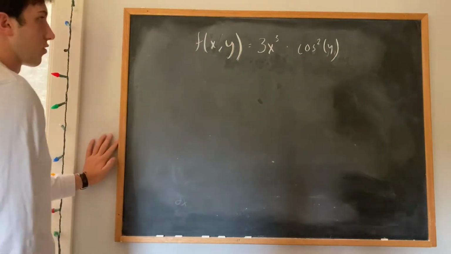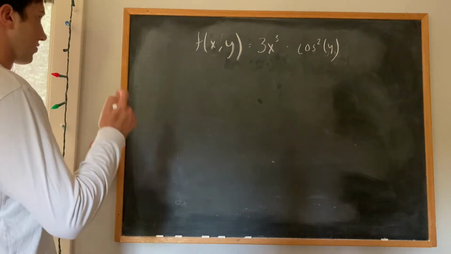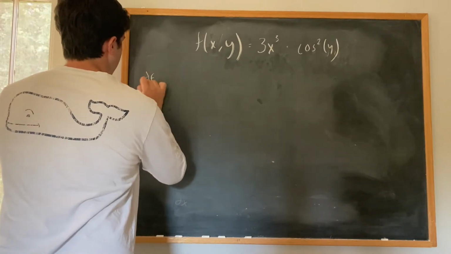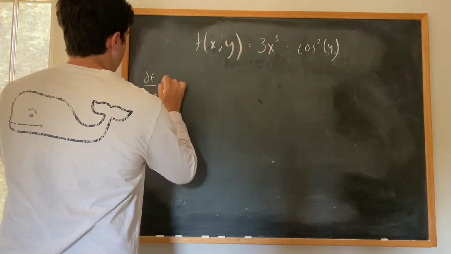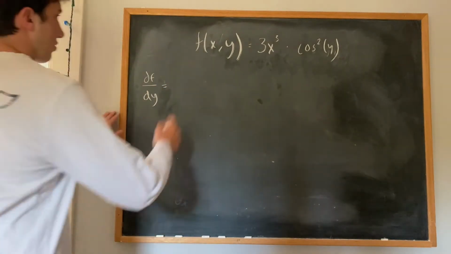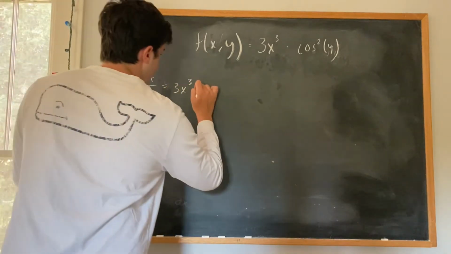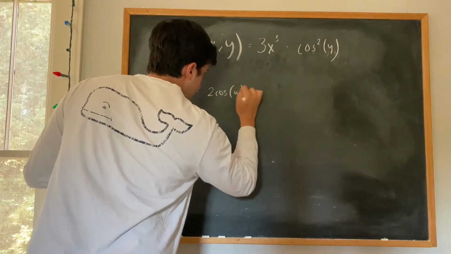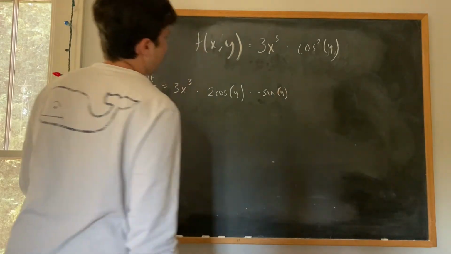Let's say I want to start this one with taking the derivative with respect to y, leaving x constant. So what I would say is, back what it says here, this is equal to 3x cubed, because we leave x constant, times 2 cosine y times negative sine y.